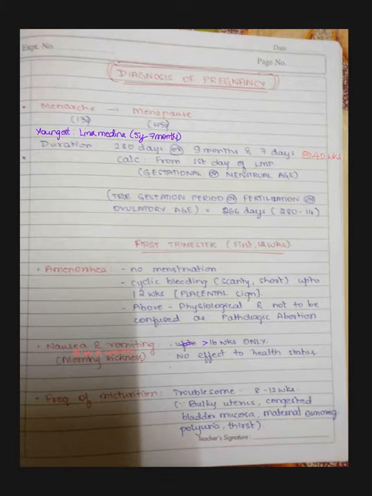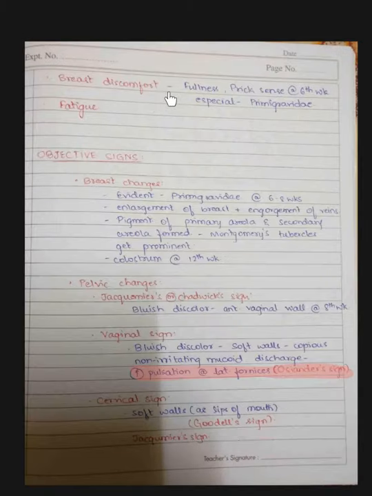The breast discomfort is usually felt in primigravida only, and a feeling of fullness as well as a pricking sensation is seen at the 6th week, and colostrum secretion starts during the 12th week. So breast discomfort starts in the 6th week, while colostrum secretion starts in the 12th week, and the last symptom will be fatigue. These were all about the subjective signs. Now coming to the objective signs.